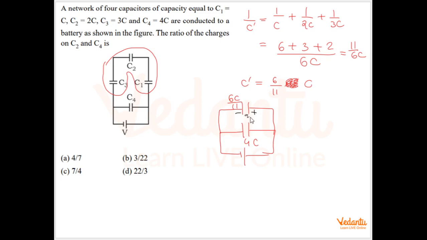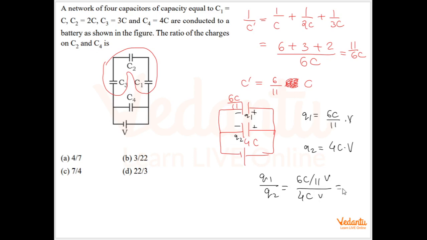Now if I talk about the charges, there will be charge plus and minus Q1 here, and there will be charges plus and minus Q2 here. Now Q1 will be equal to 6C by 11 into V, and Q2 will be equal to 4C into V. If I take the ratio of Q1 by Q2, that will just be 6C by 11V upon 4CV. That will just be 3 by 22.